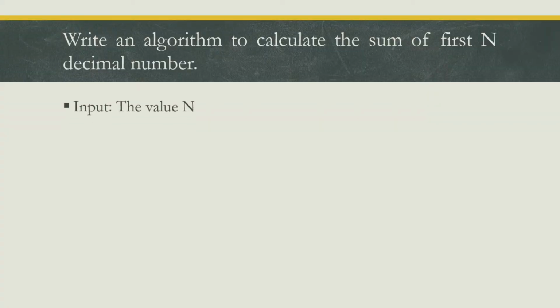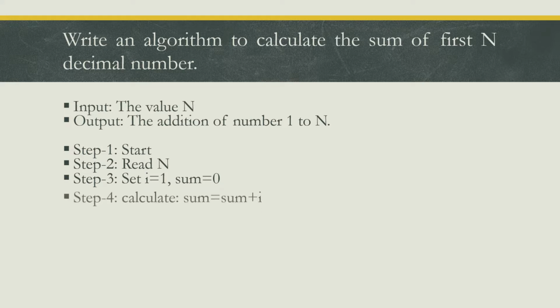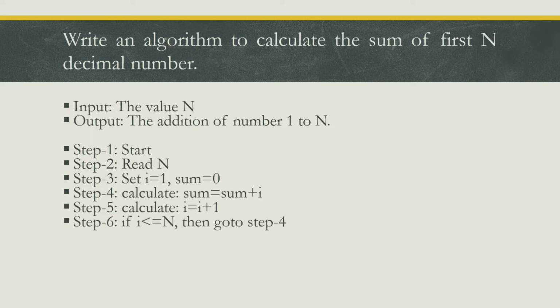As I explained, the input for this algorithm is value n. The output for this algorithm is addition of numbers 1 to n. And very first step of any algorithm is start. The second step, we have to take value from the user, that is n. The third step, we have to initialize two variables, I by 1 and sum is equal to 0. Then we have to calculate sum as I explained. Sum is equal to sum plus I. Then we have to increment the value of I by 1. Then we have to check whether the value of I is less than or equal to n or not.